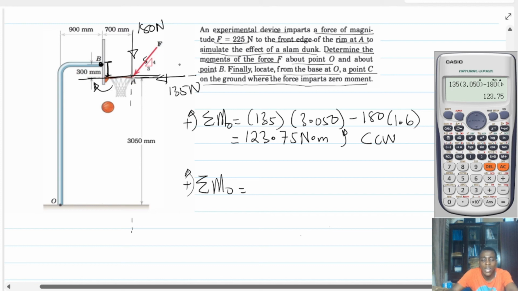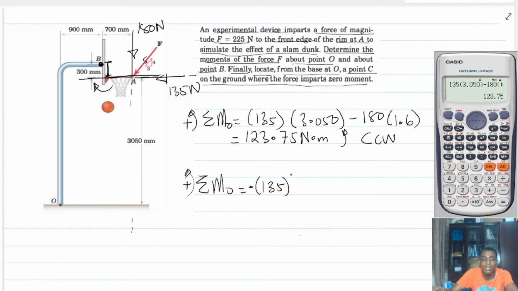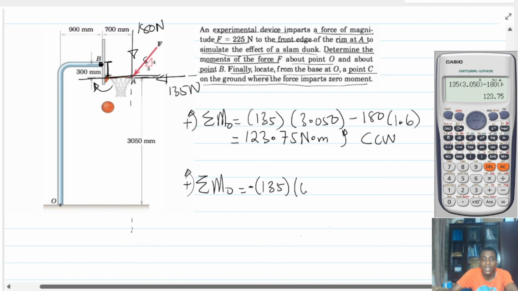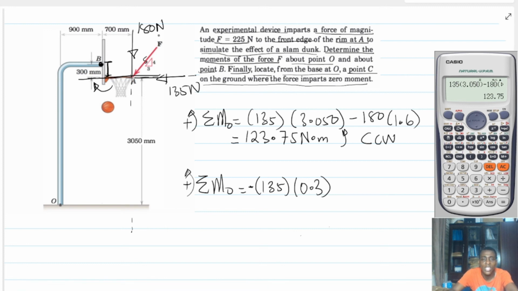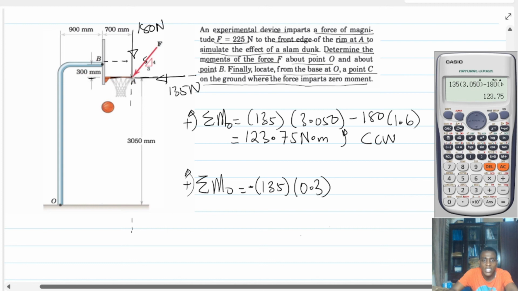But the moment it is going to cause about that point is a moment in this sense, which is what? Clockwise. So it's going to be minus 135 multiplied by 0.3 meters, which is the same as 300 mm. And finally, if I want to find the moment of the vertical force, which is the 180, in fact, that distance is here. For the vertical force, I need the distance from here to here. And that must be what? 700. Is that right?